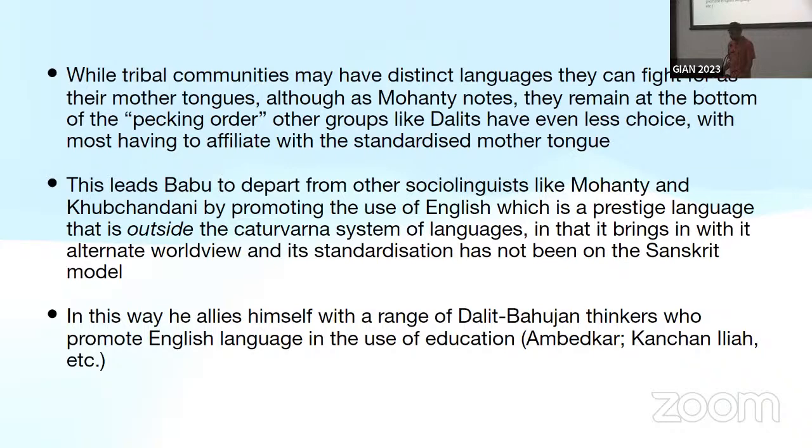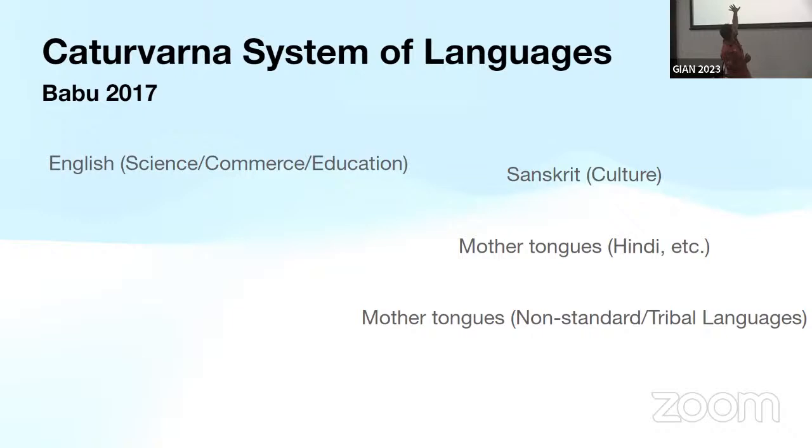So he has this system where English is science, commerce, education, prestige. Sanskrit is prestige and culture, and then mother tongues. Some mother tongues are more prestigious and some are less prestigious. Usually that prestige comes with proximity to Sanskrit, except for the case of Tamil. But I would say maybe Tamil doesn't have that much difference in practice because they just replace Sanskrit with another classical idea. So it's not that everything has to be anchored in some classical thing, way in the past. We can't anchor it in the present.